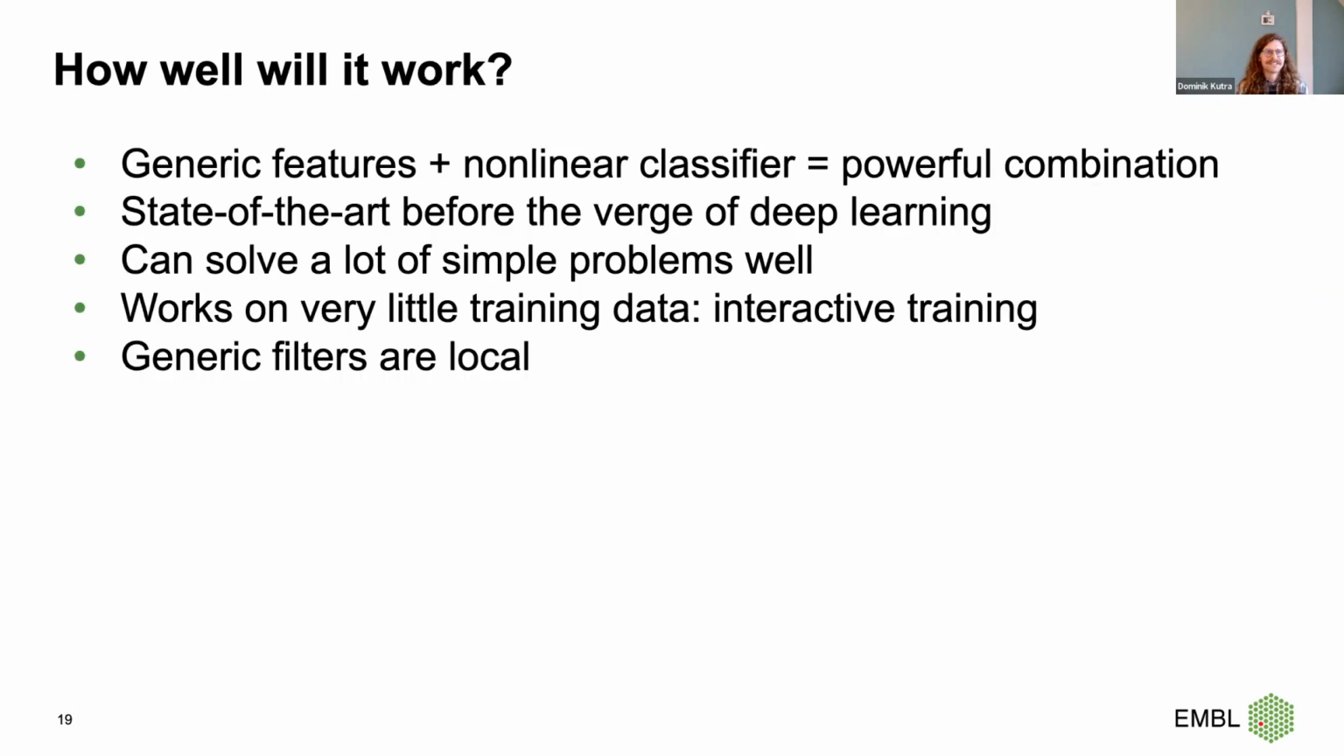So what do we do about this? First of all, how well does it work? This combination that you've seen, these generic features with the nonlinear classifier, is a quite powerful combination. Before deep learning, I'm sure you have heard about this, it was actually state of the art. So this was the best you could get. And it still is around because it can solve many problems, especially in biomedical imaging, quite well. It works with very little training data, as you've seen. You can live train something that will give you a result. It's very fast. But what you have to keep in mind, the last point on this list, is that these generic filters are local.